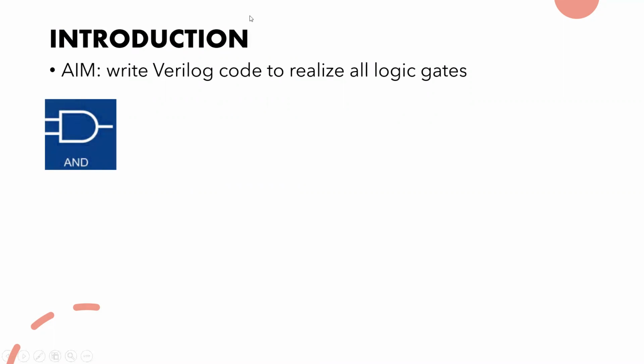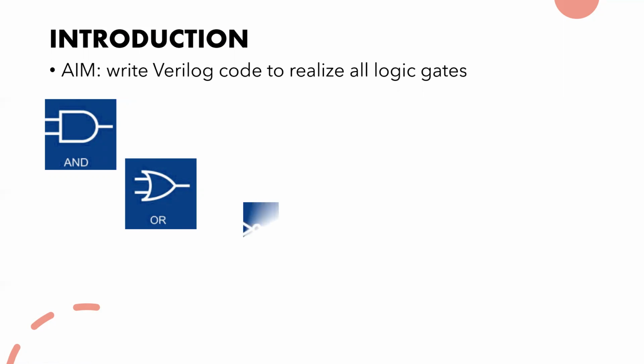Firstly, this is the symbol of two input AND gate. This is the symbol for two input OR gate. This is a symbol for NOT gate. In AND gate, suppose the inputs are A and B, the output will be A into B. In OR gate, if the inputs are A and B, output will be A plus B. And for NOT gate, if the input is A, the output will be A bar.